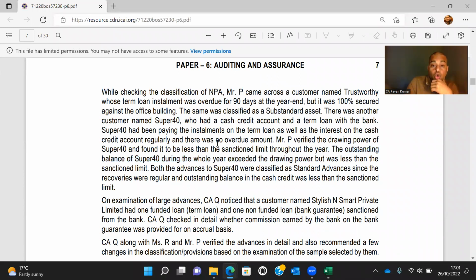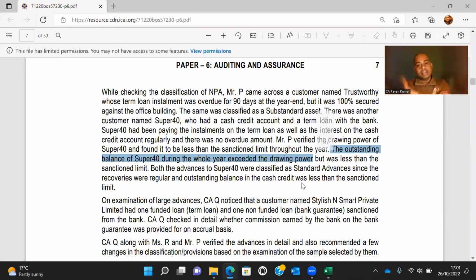Sir, there is no overdue. Doesn't matter. Pavan sir, he is regular in paying his EMIs and all. Doesn't matter. He is regular in paying interest. Now listen. How can the outstanding balance in the borrower's account be more than the drawing power? Drawing power is 100 rupees means you can withdraw 100 rupees only. If you have withdrawn 101, even if it is less than the sanction limit, that is not allowed.